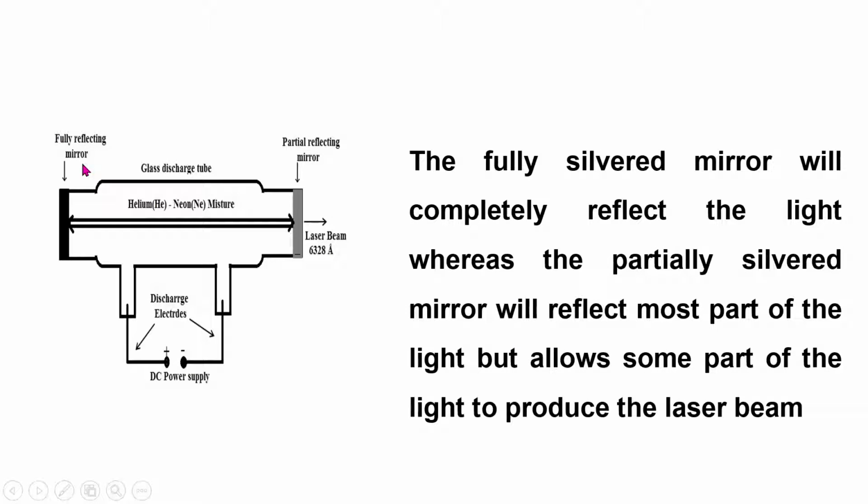The fully silvered mirror has 100% reflectivity and completely reflects the light, whereas the partially silvered mirror reflects most of the light but allows some part of the light to pass to produce the laser beam. That means due to the partial reflectivity, it also allows some part of the light to produce the laser beam.